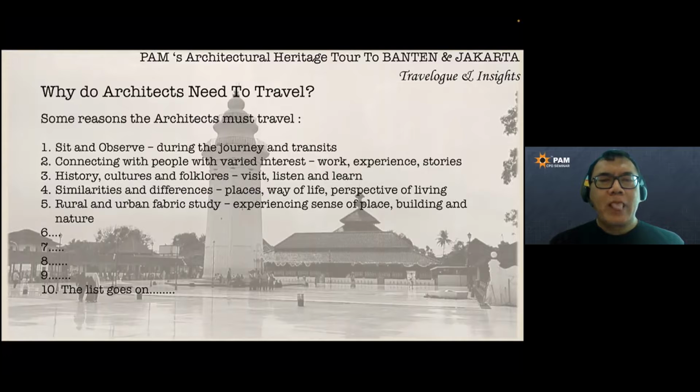And the fifth one is rural and urban fabric studies. As we travel, for example, from our place to different countries in Asia or in Europe, America, we get to experience a different sense of place, different types of building and nature. So yeah, those are the reasons, and the list will go on and on. It depends on the architect himself. All right, so we move on to the next slide.